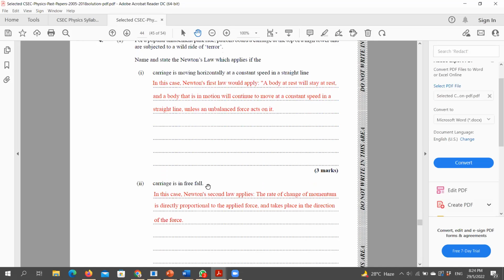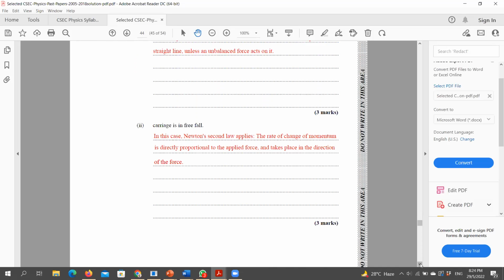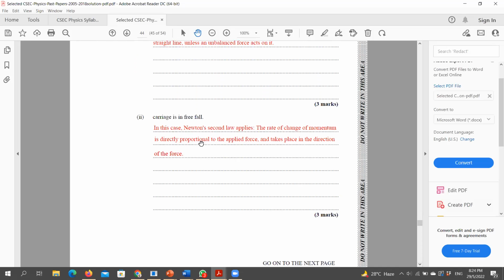The carriage is in free fall. In free fall, a body is accelerating. And so we apply Newton's second law here. And we state the law.